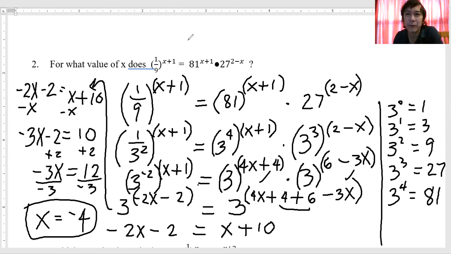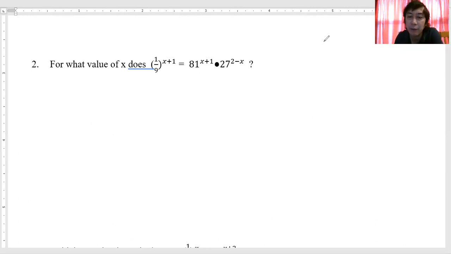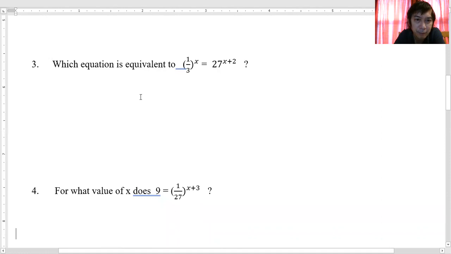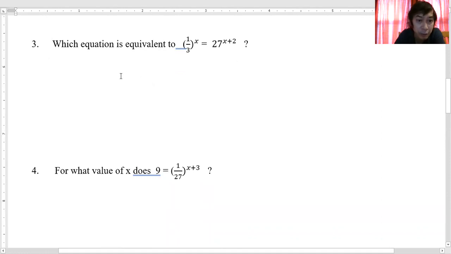Let's continue with the third number. So if you don't have any questions, I will erase the screen, and we shall continue with the third. Here's number 3. Let's provide more space.